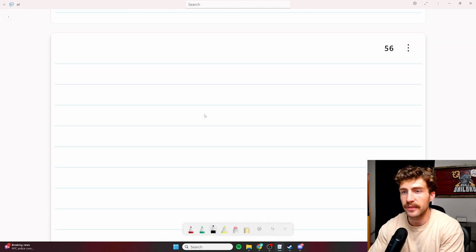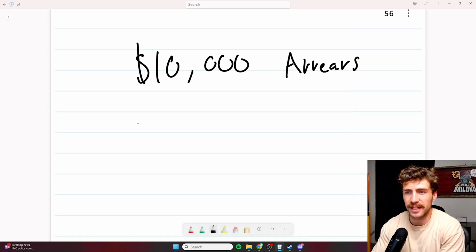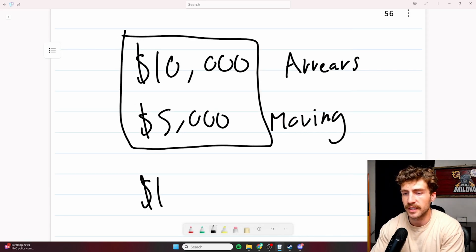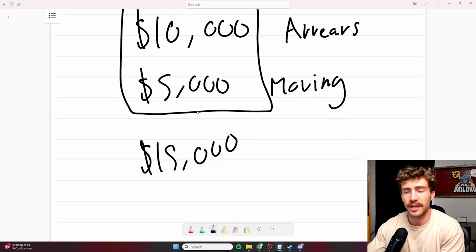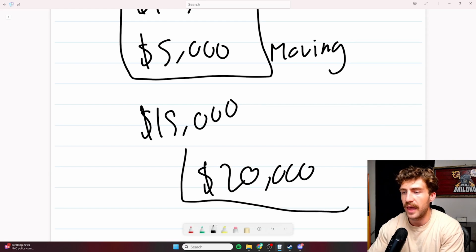He would have to pay the sellers. He would have to pay the bank $10,000 in arrears to make their loan current. And then he would have to pay for moving, and moving with a house that small is probably less than $5,000. So in this deal, Pace is out of pocket a total of $15,000 plus closing costs. Let's just say the grand total is $20,000. That is the entry fee. And as you can see, we didn't really give the seller a down payment. Our money went to arrears. Our money went to moving. Our money went to closing.